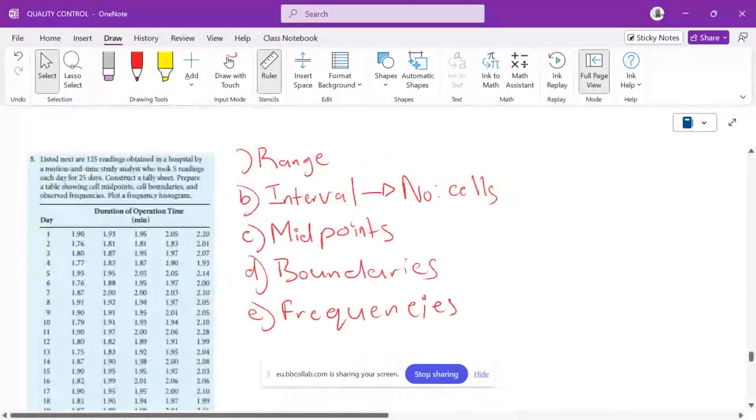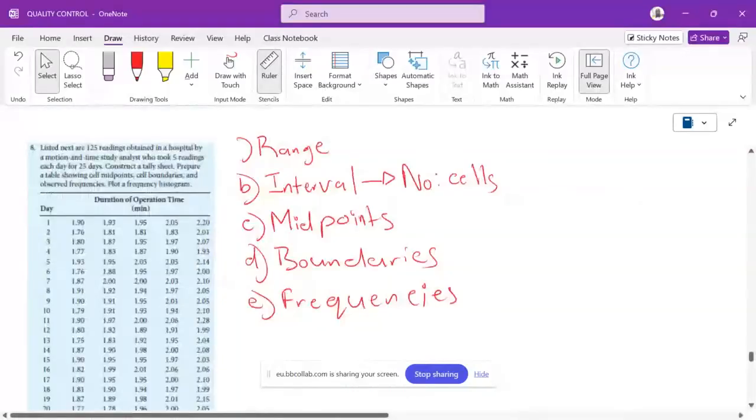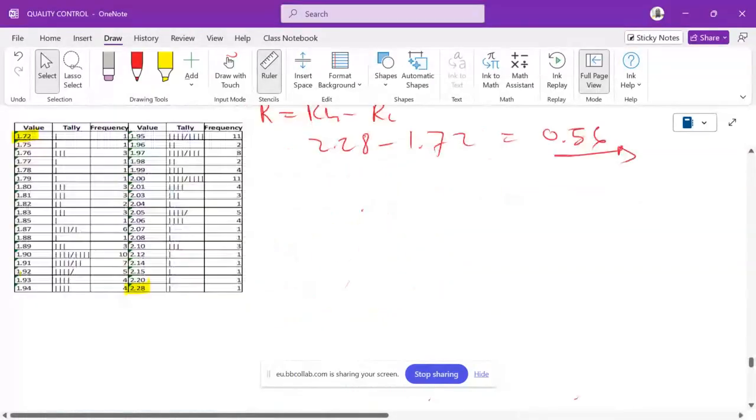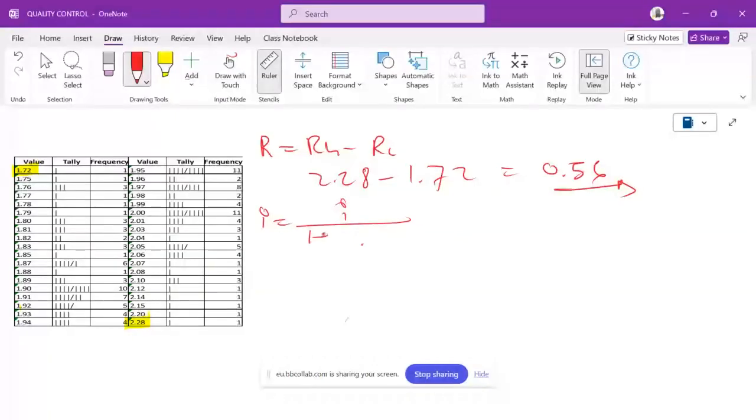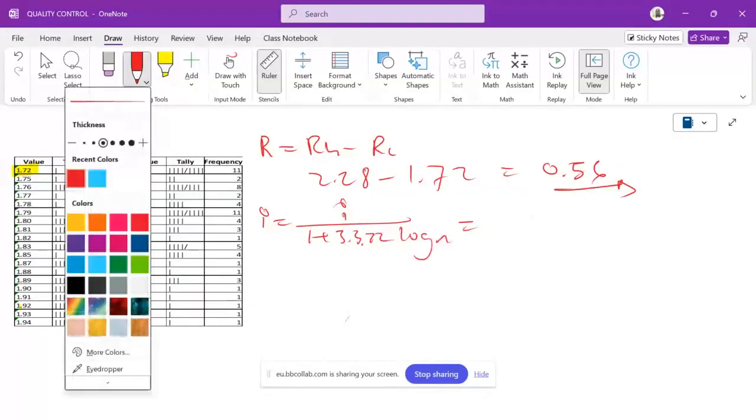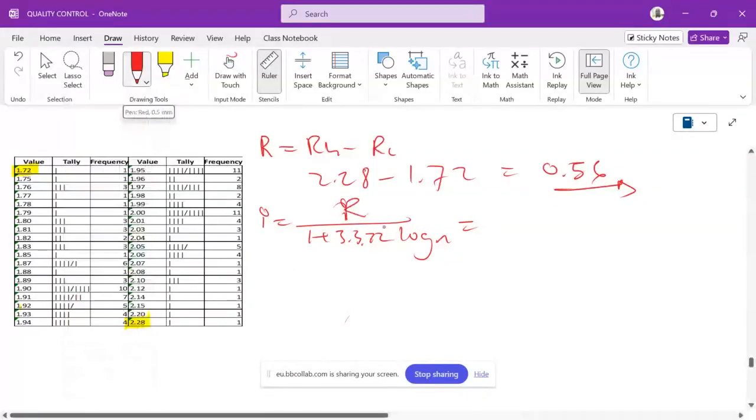These are the things that you're addressing there: the interval, followed by the number of cells. For the interval, I is equal to 1 plus 3.322 log n, where n is the number of observations, and this is R, guys, which is 0.56.